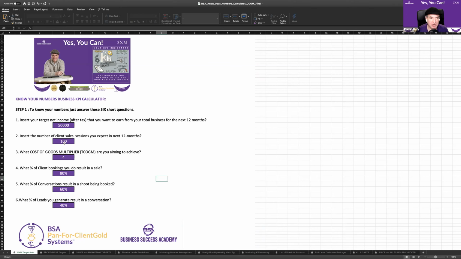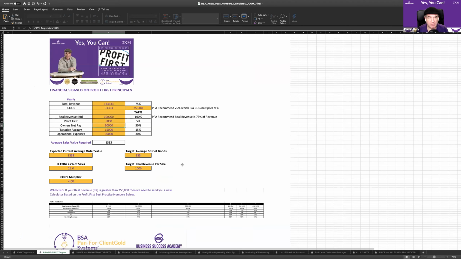And then we asked you the number of sales you expect to do, the number of bookings, what cost of goods multiplier you're working on, and then we worked out what your conversion is from lead all the way through to conversation, which might be a pre-shoot consultation, all the way through to somebody in front of camera as a booking, and then the sale. But we work backwards. We started with the number of sales you needed, which was 100. Then we figured out how many leads you needed to generate. And we worked all the way back based on profit first best principles.